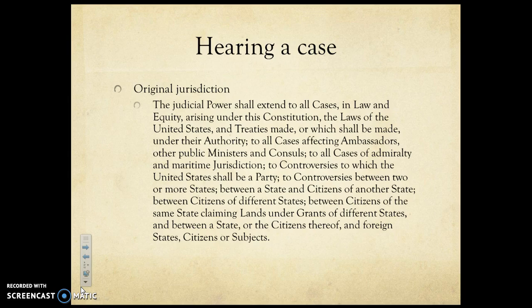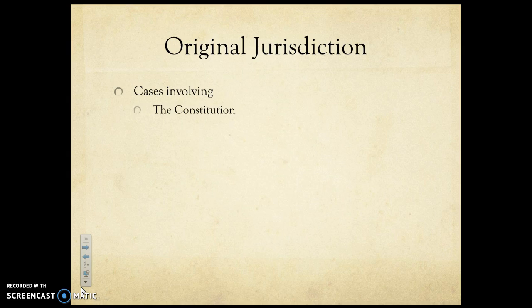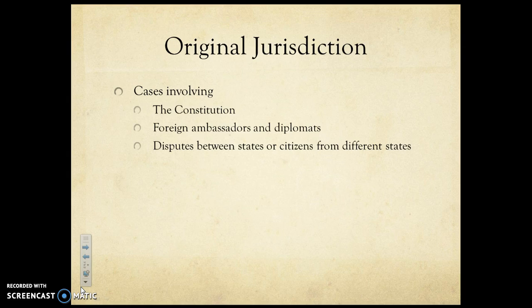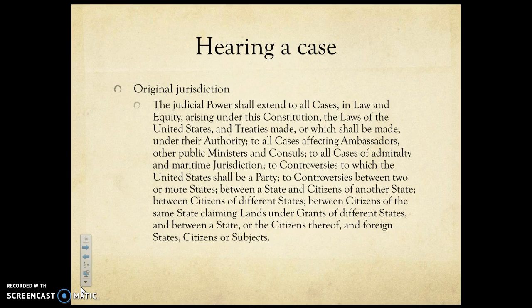Right, hearing a case. Read that. It's not very interesting. But these are the areas in which the Supreme Court has original jurisdiction. That means that any case involving the Constitution itself, foreign ambassadors and diplomats, disputes between states, and disputes in which one party is the U.S. government, these cases will necessarily go straight to the Supreme Court. In these areas in which the court has original jurisdiction, any case involving an issue raised thus will go straight to the Supreme Court.